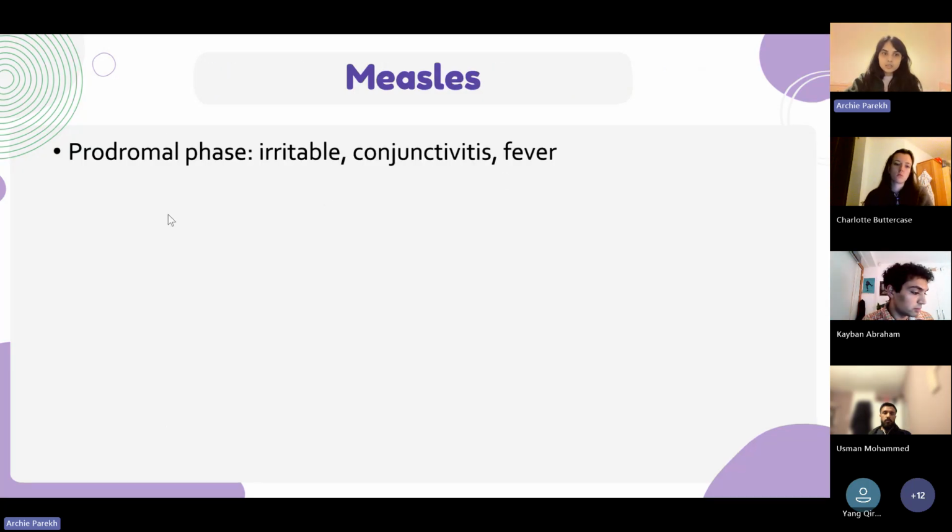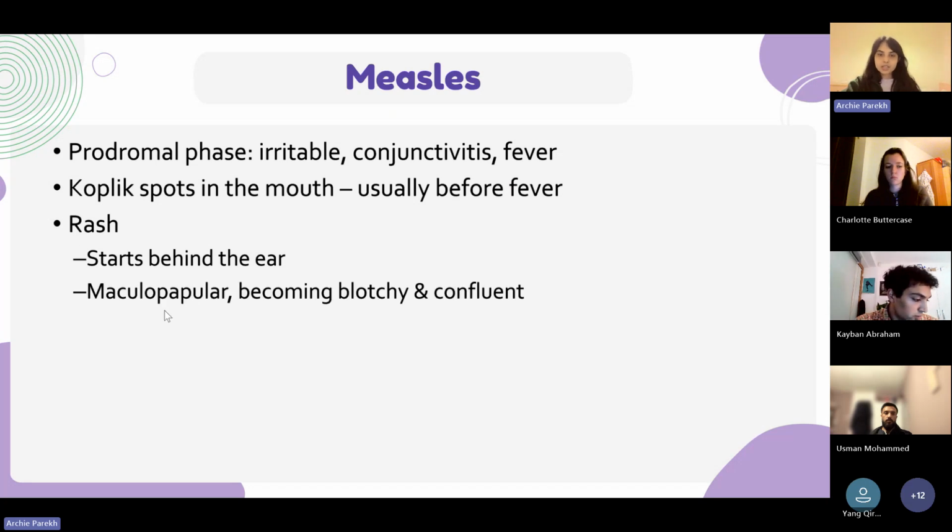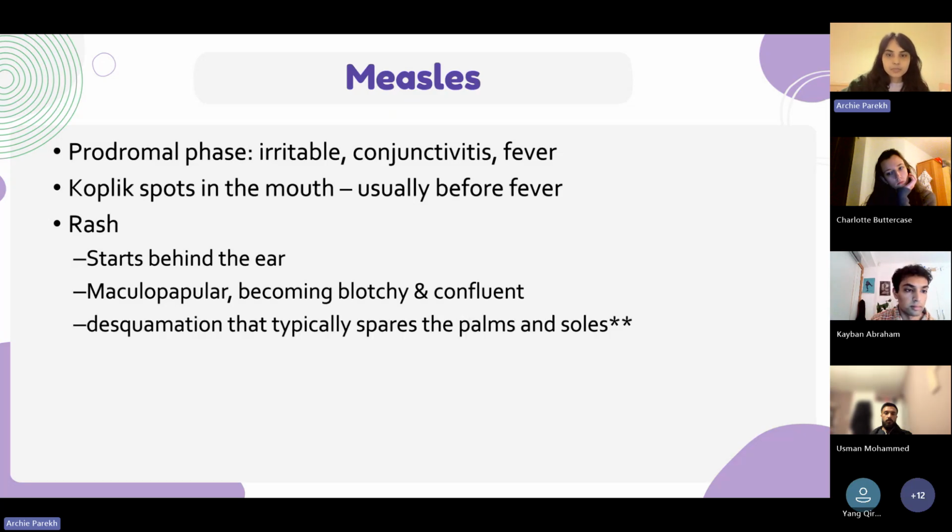Right, so with measles, you usually start with a prodrome of fever, conjunctivitis, and then you can have little white spots in your mouth. And the rash usually comes on a few days after you've contracted the measles. It starts behind the ear. It is a maculopapular rash, so it's flat and raised at the same time. And then it can become quite blotchy and converge into each other. And then you also have desquamation that typically spares the palms and soles.